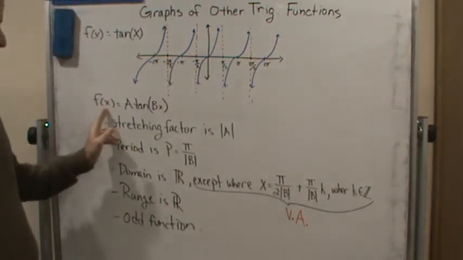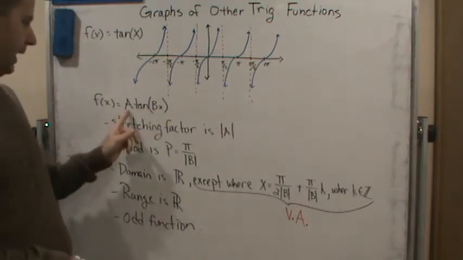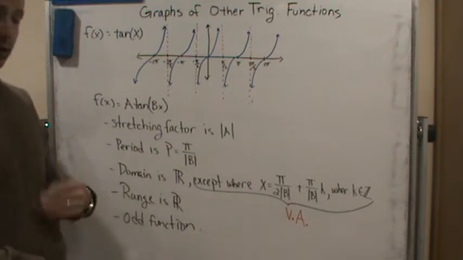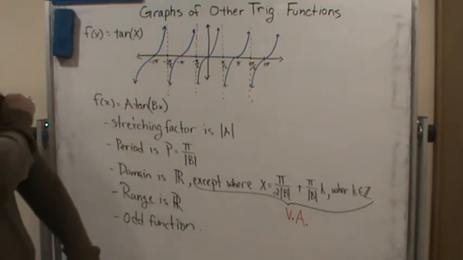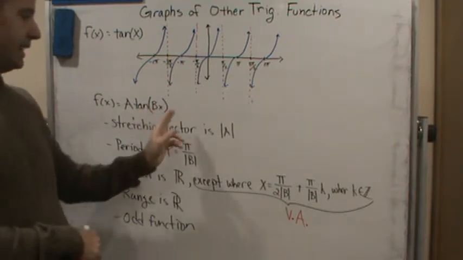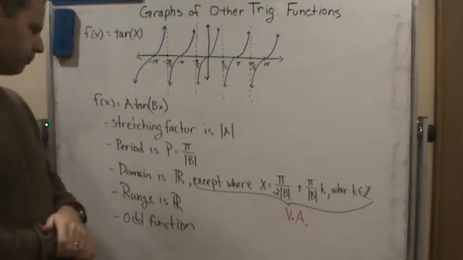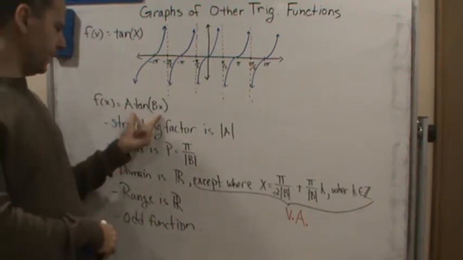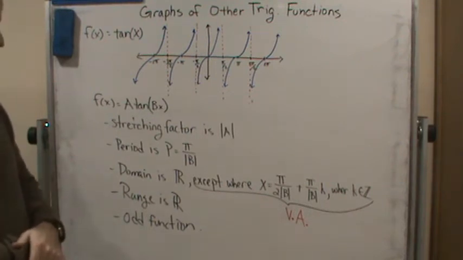So again, here's the general form of a tangent function. So we've got a, which is the stretching factor, right? Same as before, same as when we were dealing with sine and cosine. And then we've also got b here. Now, we could have c and d for the vertical and horizontal shifts, okay? But right now, we're just looking at a and b, the stretching and compression factors, okay?